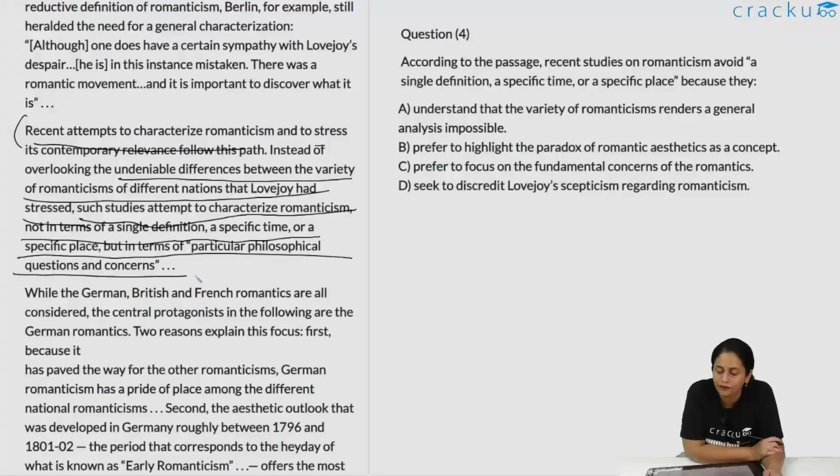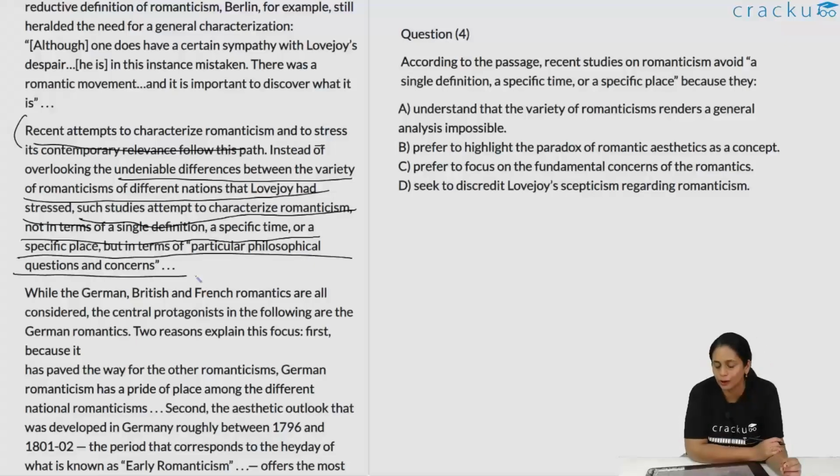So they don't define it in terms of single definition or specific time or place, because they would rather define it in terms of the philosophical questions raised. Why would you define it in terms of philosophical questions raised rather than the specific time period as such? Because it is easier to define that way. So that is why they are doing it by questions raised rather than by the place, time, because when you try to define by time, place, etc., you find that it is difficult to define the idea of romanticism. So you'd rather define it by the philosophical questions raised or the concerns raised.